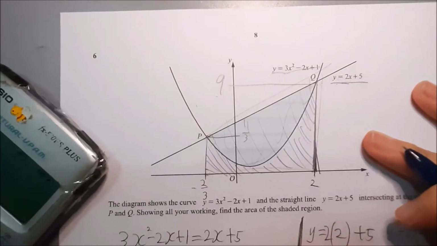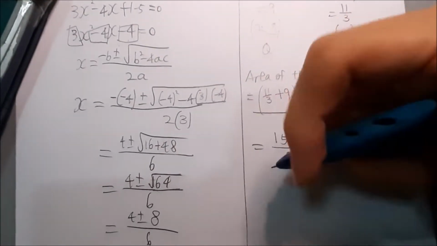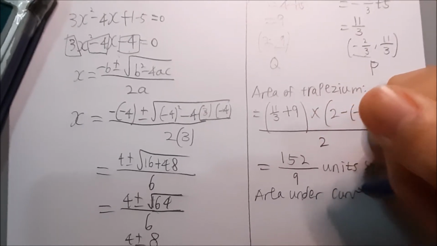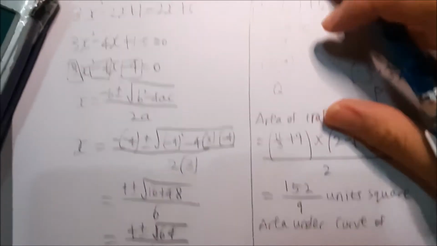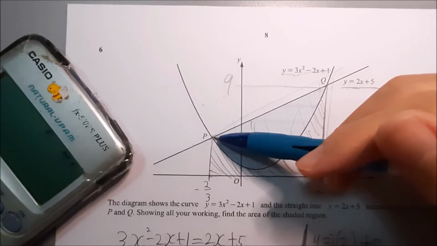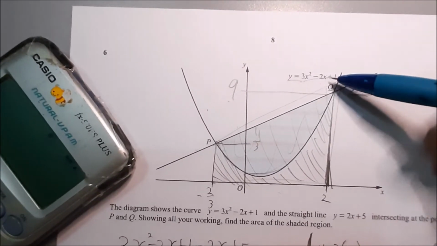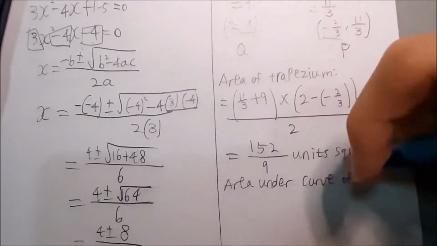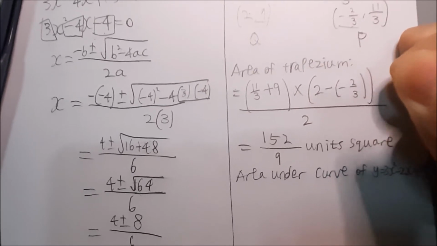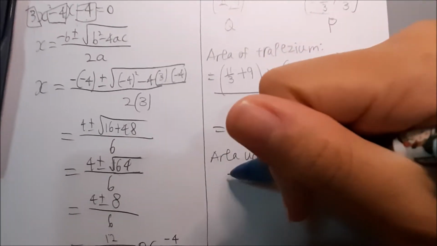And now you have to get the area under the graph of the quadratic curve. So to do that, you have to use integration. Which area do you have to get? You have to get the area under this graph, which is y equals 3x squared minus 2x plus 1. So the area under the curve of y equals 3x squared minus 2x plus 1. From here, you can use the integration method.